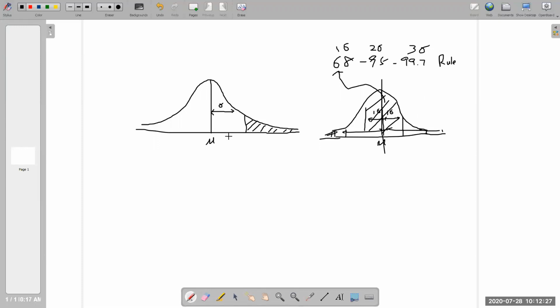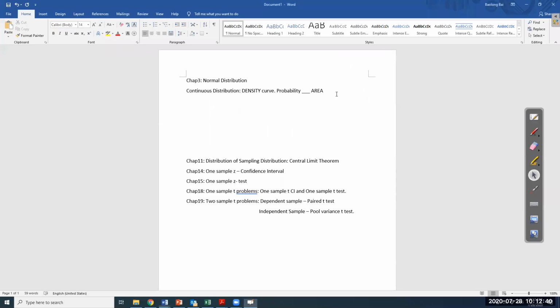And then, of course, you need to understand that for any distribution, the total probability is 100%, right? That's from chapter 10 as well. The probability of any sample space needs to be equal to 1, right? So that's about density curves and probability, and that's about it.